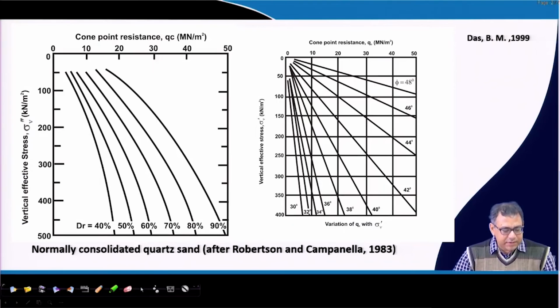And we have different charts by which we can determine the soil relative density or the friction angle. So, this is for sand. If I know the cone resistance, and if I know the vertical effective stress or vertical overburden pressure, then you will get the relative density of the soil and you will get the friction angle of the soil also.